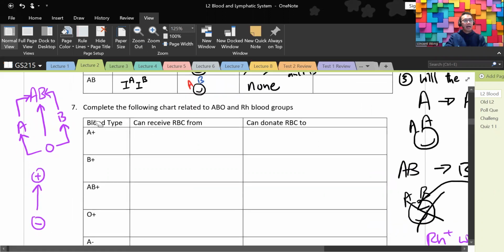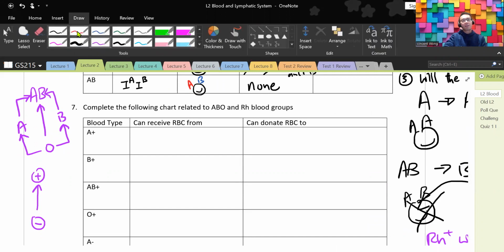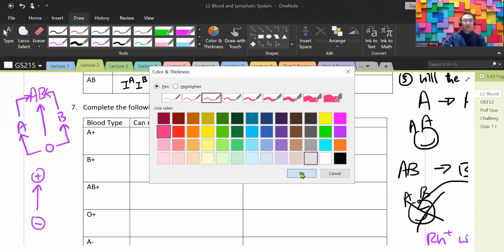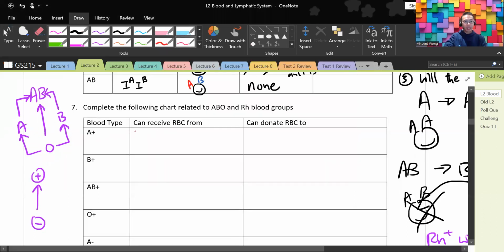All right, let's see. A positive. If you're A positive, who can you receive blood from? Okay, let's focus on the A portion. Okay, if you are A, then you can receive from other A's, and you can also receive from O, right? Okay, O can give to A, right? And if the person is positive, that means they have RH, then they can receive from both positive people and negative people. Okay.